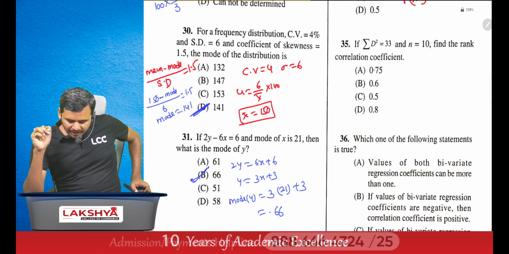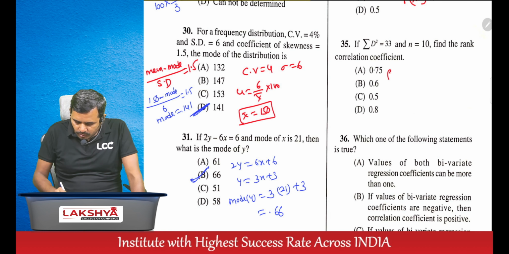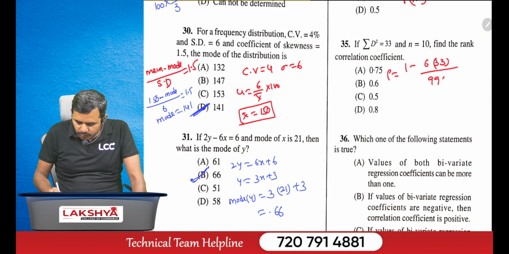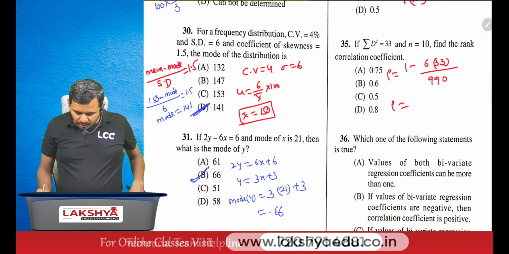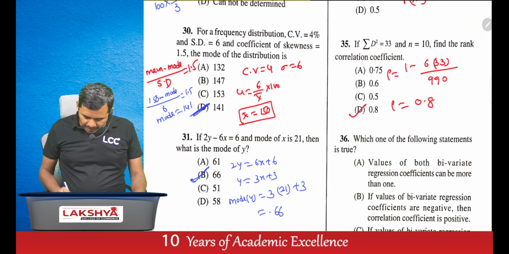Next, sigma d square equals 33 and n is equal to 10. Find the rank correlation. The rank correlation rho is equal to 1 minus 6 into sigma d square by n into n square minus 1, that is 990. While simplifying this expression, it equals 0.8.